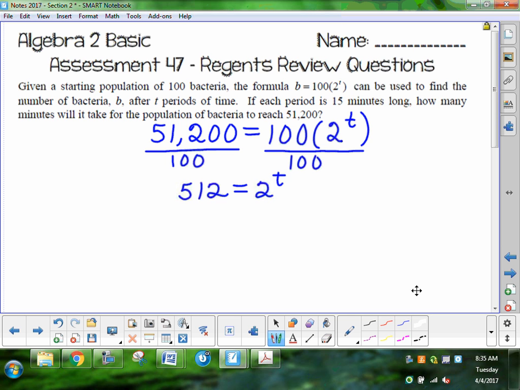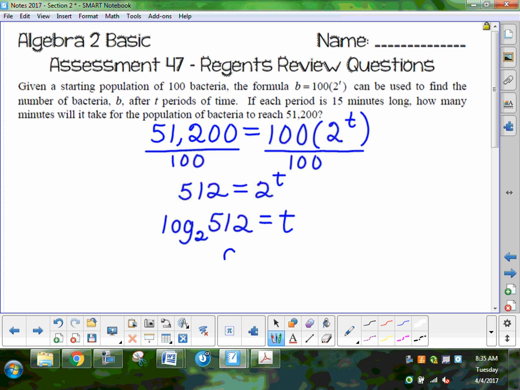I put it into log form. Okay, what's this going to look like in log form? Log base 2 of 512 equals t. And then what is the value of log base 2 of 512? Con, what do you say? 9. Now, if I stop right now, I'm wrong. Why?